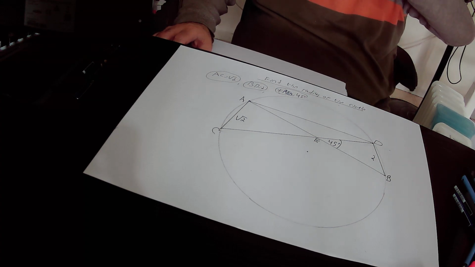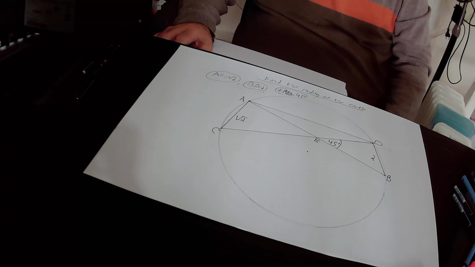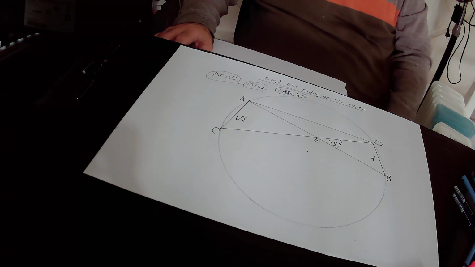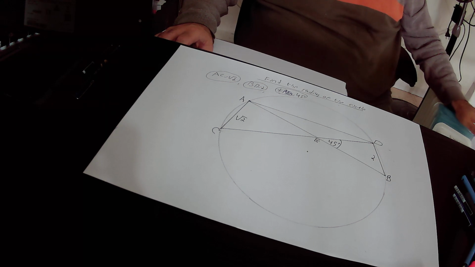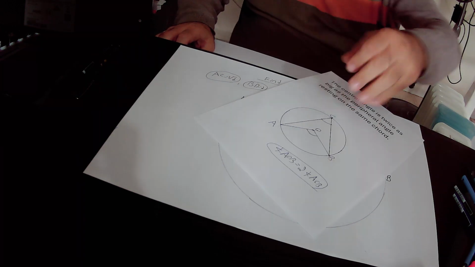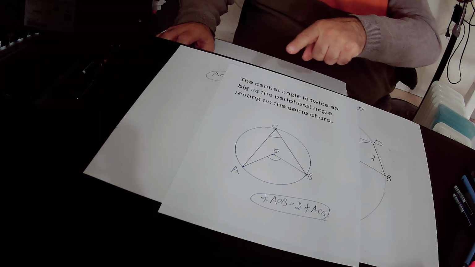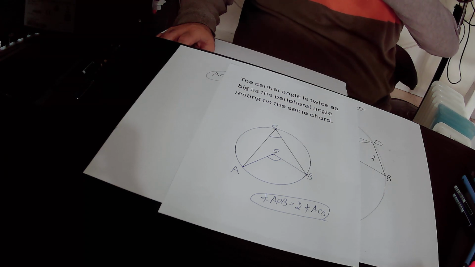Okay, so first of all, in this lecture we use two main rules. We have rule number 1, it states that a central angle is twice as big as the peripheral angle resting on the same chord. Again, the central angle is twice as big as the peripheral angle resting on the same chord.